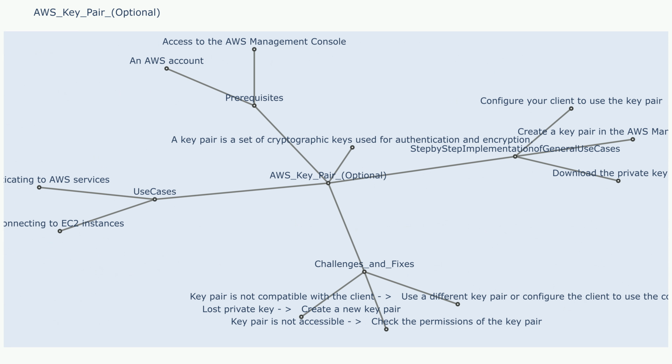Challenges and fixes. Lost private key: create a new key pair. If you lose your private key, you will need to create a new key pair and update your client to use the new key pair. Note that you cannot recover a lost private key from AWS. If you have a backup of your private key, you can restore it.